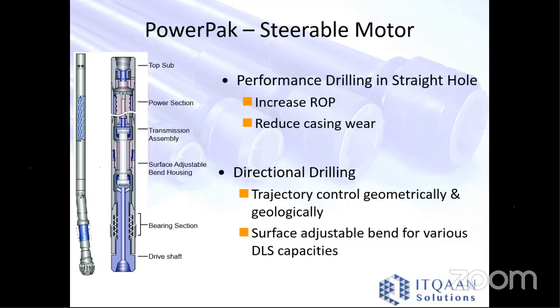If we look at the picture, this is the main component for the power pack or steerable motor. We start from the top, we have the top sub, and then we have the power section, we have the transmission assembly, we have the surface adjustable bend housing, which we can adjust at the surface before we start drilling as we need. As per plan, we can adjust the bend housing. Then we have the bearing section, and the last we have the drive shaft.